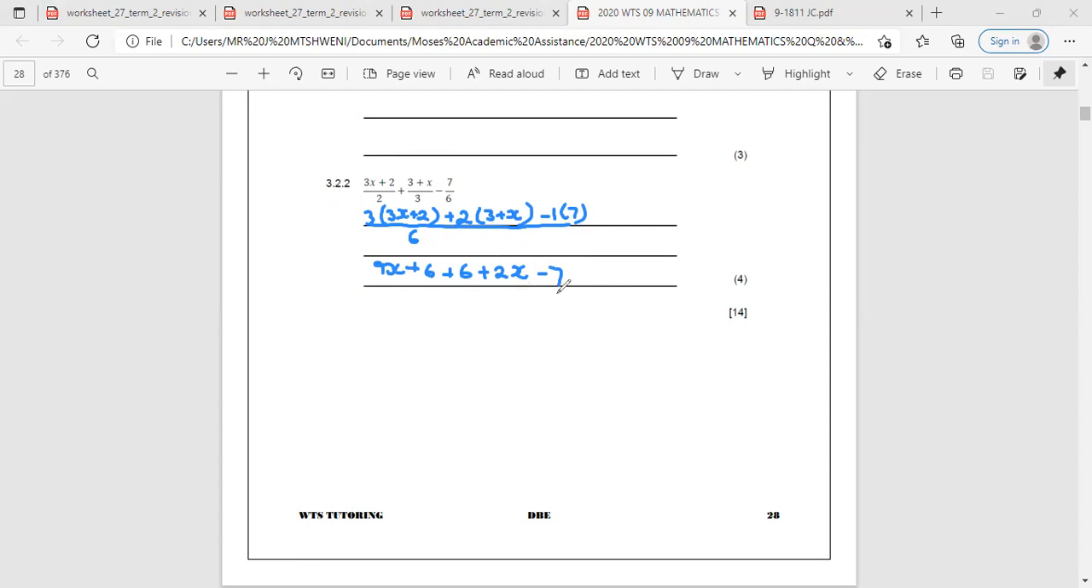Let's group my like terms, all divided by 6. 9x plus 2x is 11x. 6 plus 6 is 12, minus 7 is 5, over 6. This is how we do it.